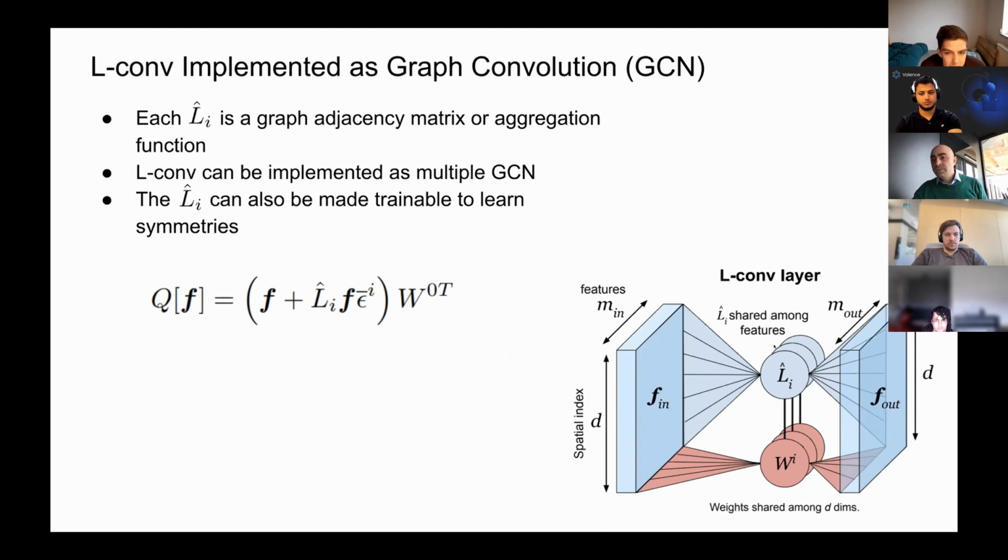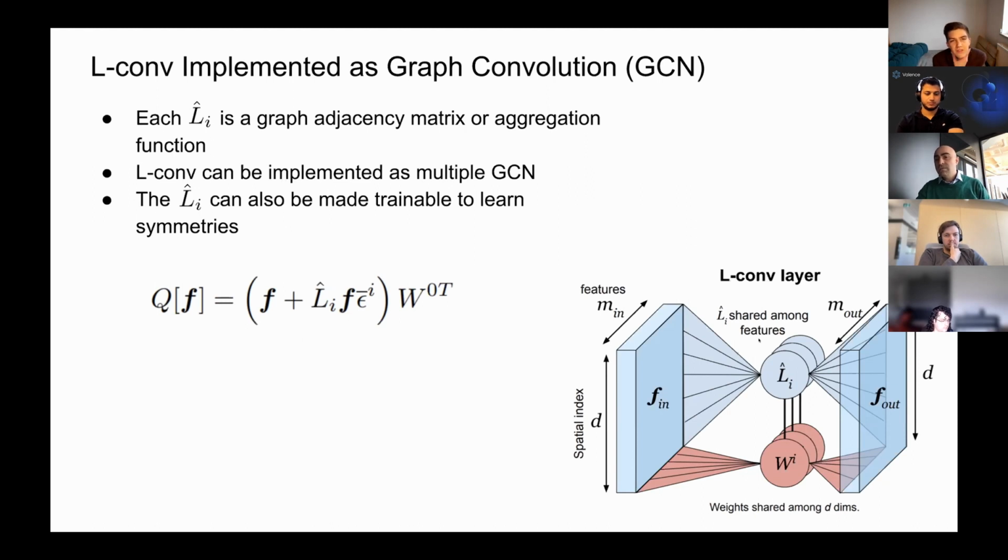For each of your Li, for each of your Lie algebra elements, you have a structure like this, which is essentially one matrix acting on a feature vector f. Here all of your features have been vectorized, like you have flattened your image into one large vector. And the action of our layer in this case is simply a graph convolutional network with the Li, these Lie algebra elements, being the graph structures.